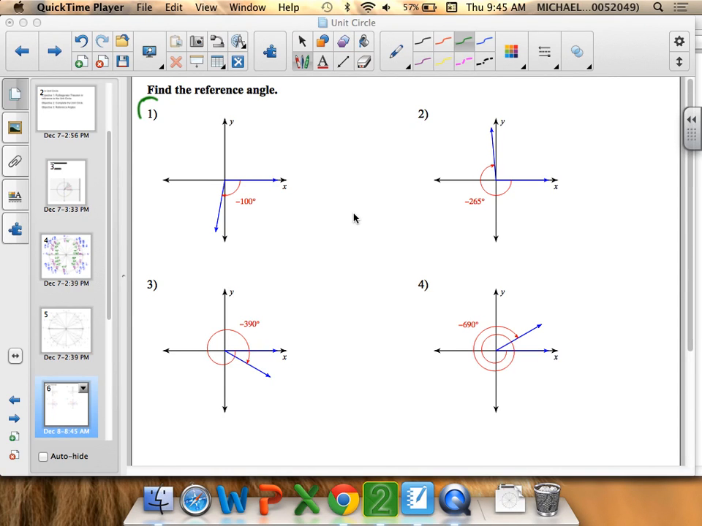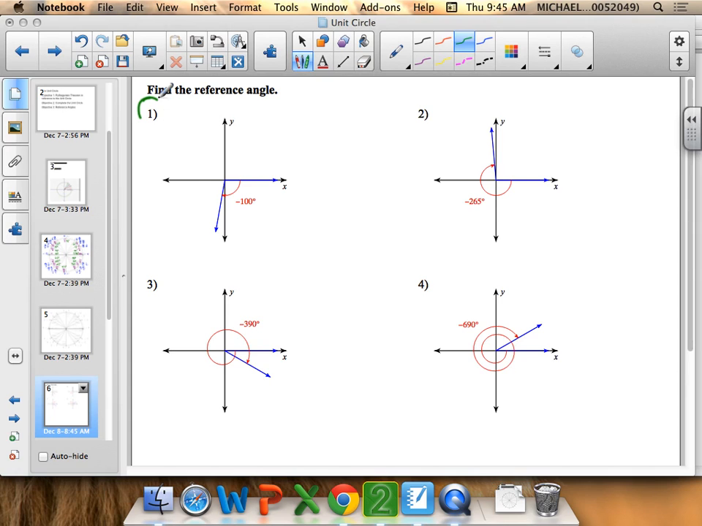Alright, we have just gotten done talking about the unit circle and introducing it to you all. This is the initial concept that needs to be practiced after you've learned a little bit about the unit circle, and it's called finding the reference angle. I am going to do number 1 and probably number 3.